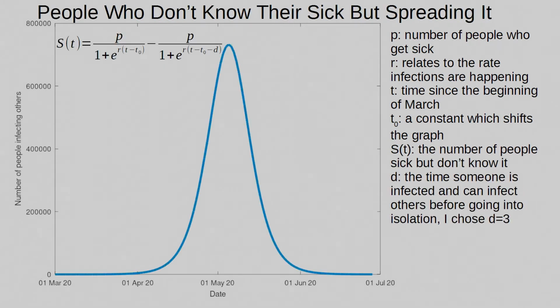Using that curve fit in that model to work out the number of people who don't know they're sick but are currently spreading the disease, I've got the original curve fit and then I am subtracting off the same curve fit with an offset of just 3 days. So I'm assuming that the time between when you get sick and when you know about it and you're in a position where you can affect others is no more than 3 days.